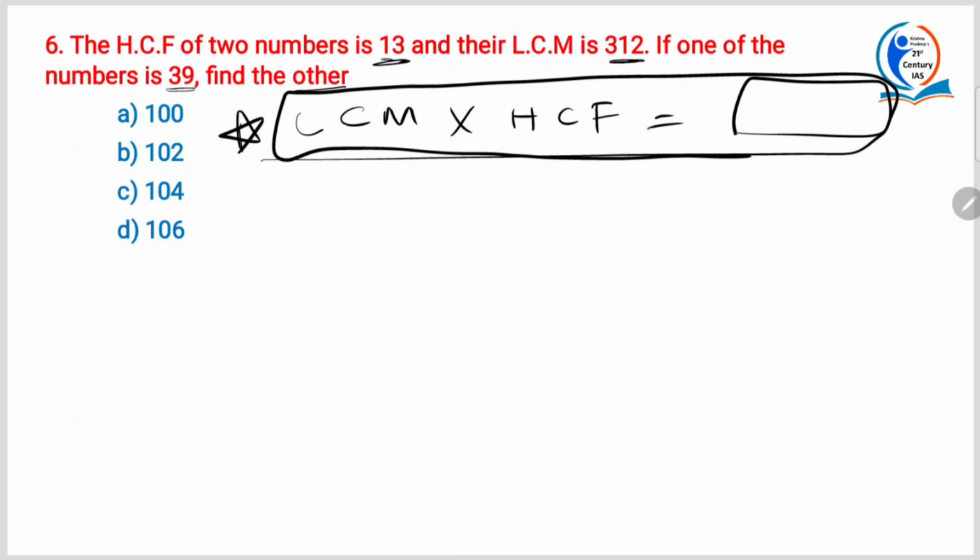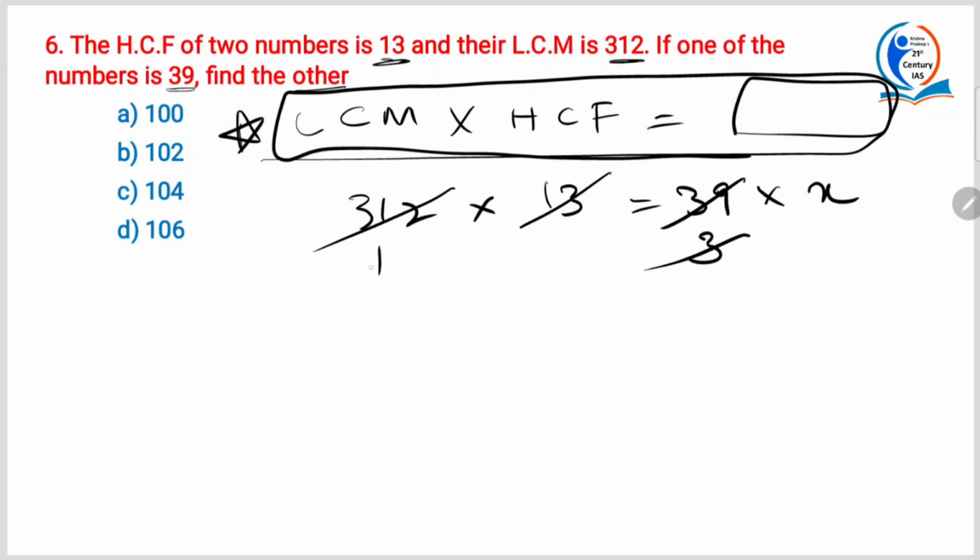Okay. Now, the HCF is 13 and LCM is 312. One of the numbers is 39 and the other number will be x. What is the other number? Okay, 13 ones are 13, threes are 3, ones are 104. x is 104. This is the answer.